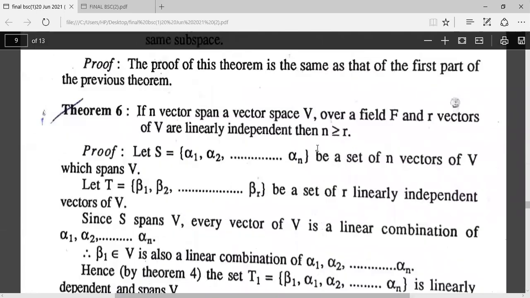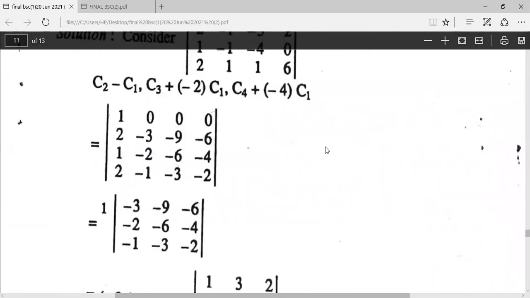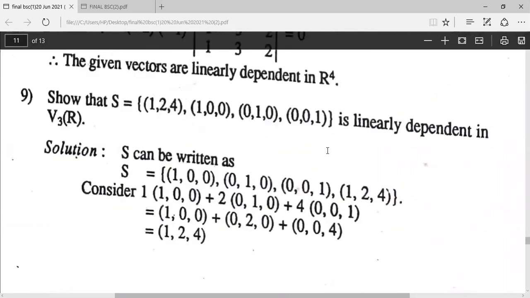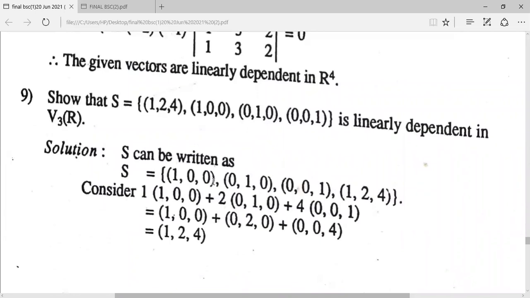So using that theorem, if you go to this problem here, you have expressed the last vector 1, 2, 4 as the linear combination of the preceding ones. Preceding ones are 1, 0, 0, 0, 1, 0, 0, 0, 1.